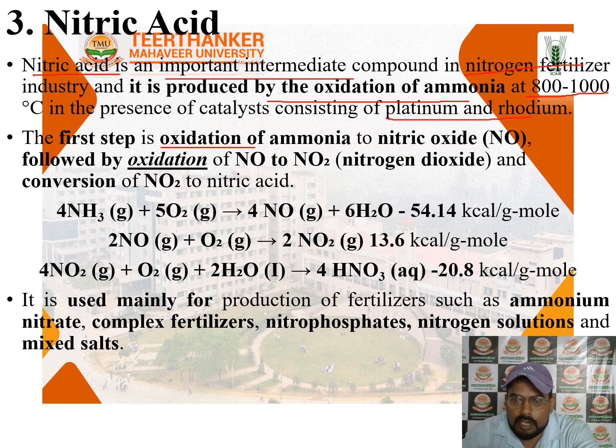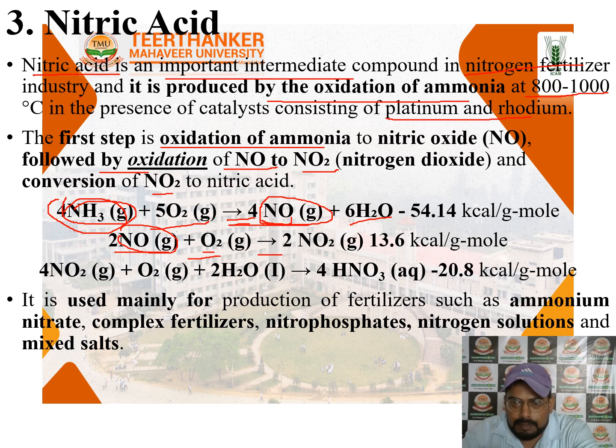In the presence of a catalyst containing platinum and rhodium, the first step is the oxidation of ammonia with oxygen to produce nitric oxide gas and release water. Next, nitric oxide reacts with oxygen and makes nitrogen dioxide. Then the nitrogen dioxide reacts with water to give HNO3.